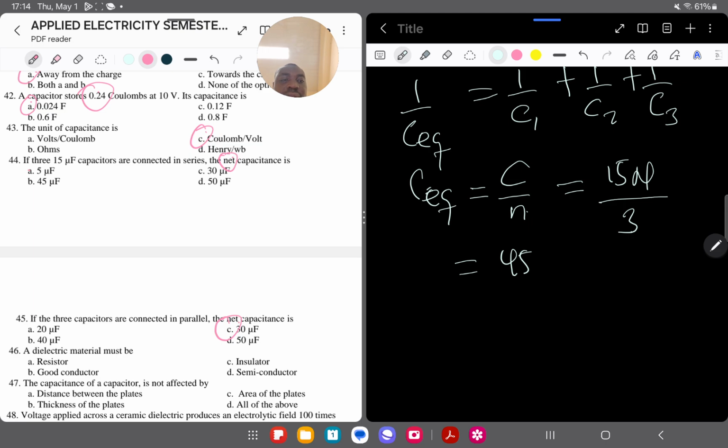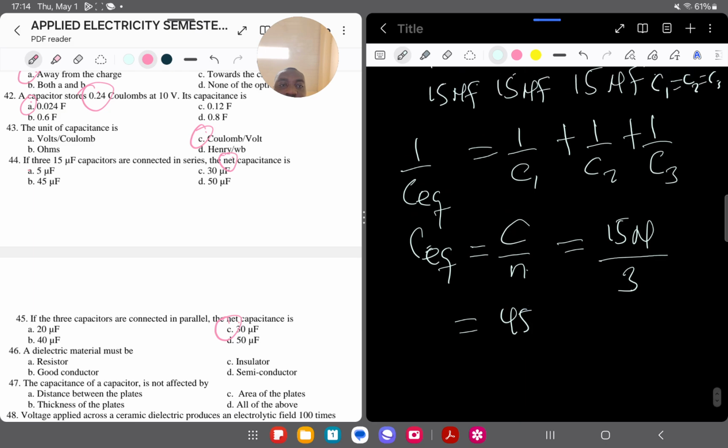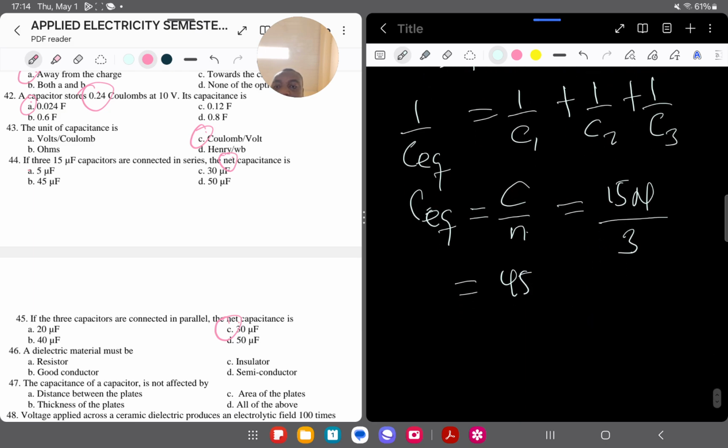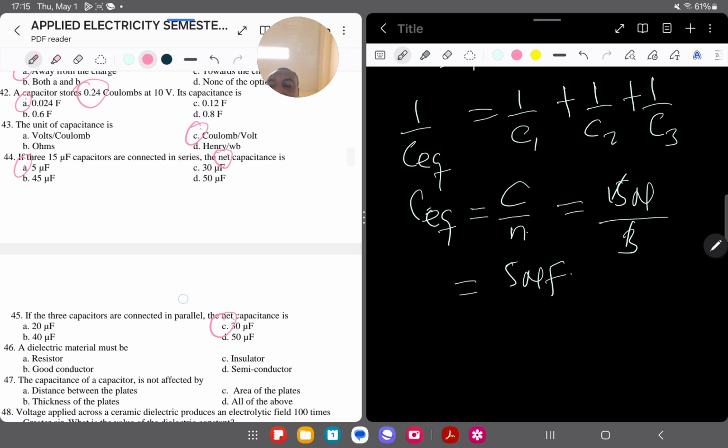Let me see. No, not 45. We are dividing by 3. Question 15. Let me look at this well. Yeah, that will be 15. 15 divided by 3. Sorry, you will not get 4, it's 5 rather. I don't know what is wrong with me. It's supposed to be 15 divided by 3, that will be 5 microfarad. So the answer here will be A. Now question 45.